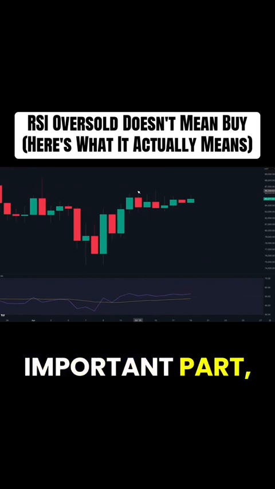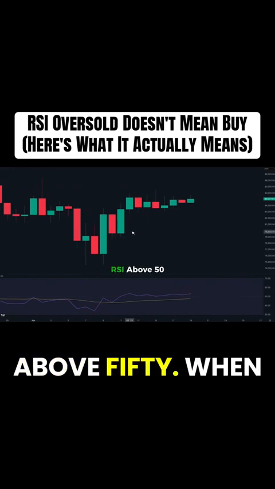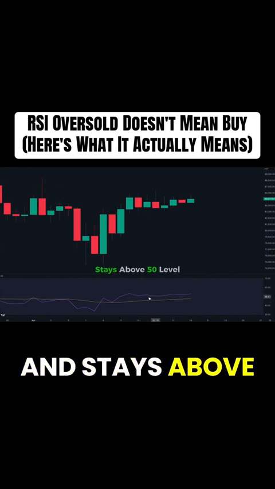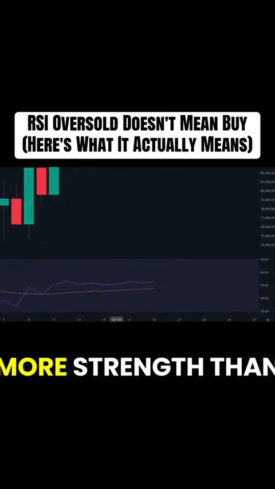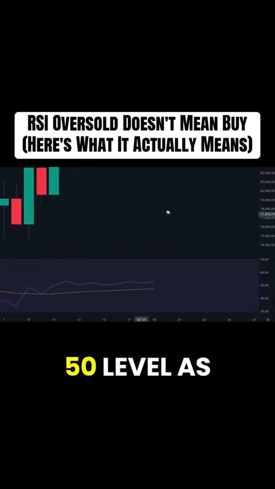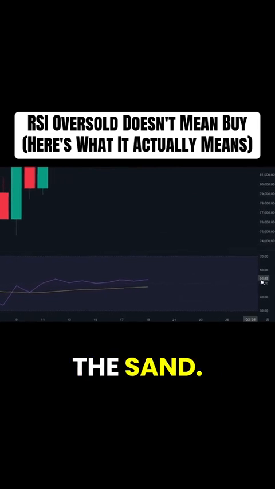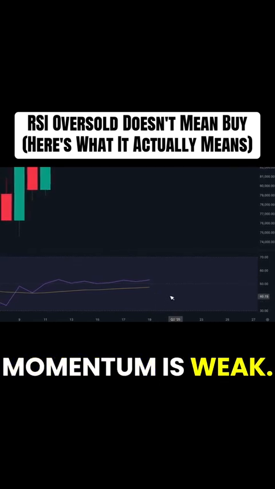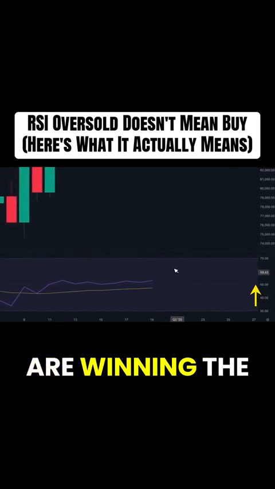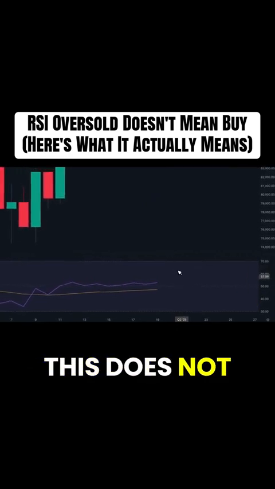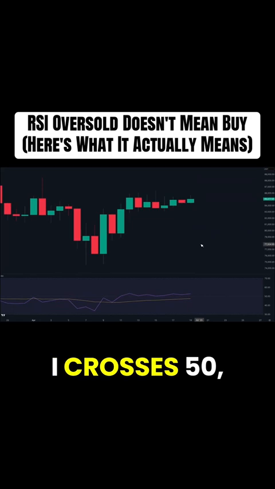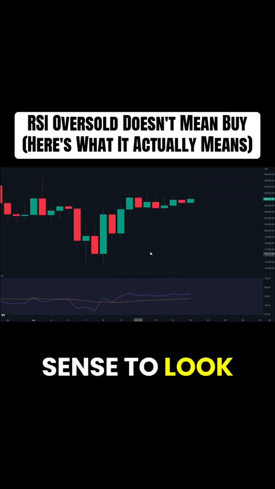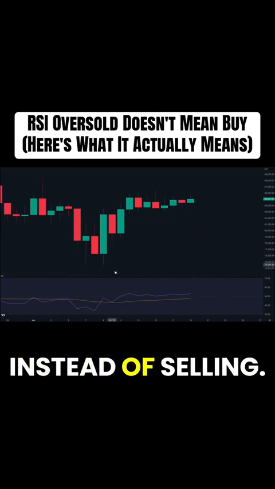Now, the most important part, RSI above 50. When the purple RSI line crosses above 50 and stays above it, that tells you buyers now have more strength than sellers. Think of the 50 level as a line in the sand. Below 50, sellers still have the upper hand or momentum is weak. Above 50, buyers are winning the strength battle. This does not mean buy the second RSI crosses 50. It means from this point, it makes more sense to look for buying opportunities instead of selling.